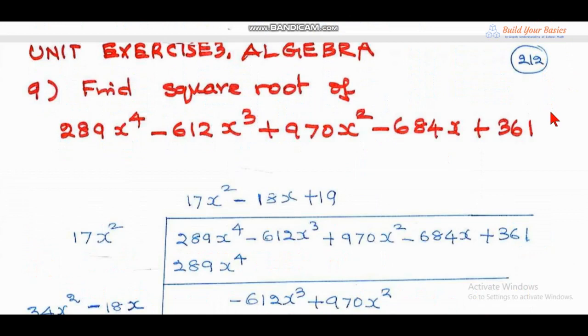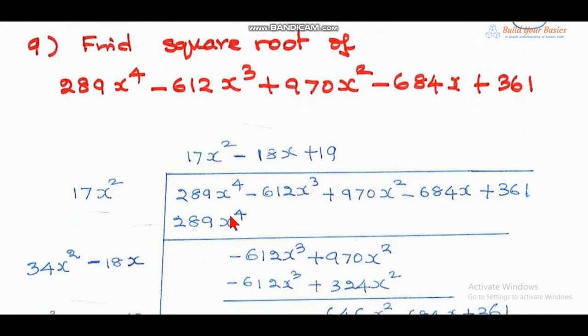Unit exercise 3, sum number 9. Find the square root of the 4th degree polynomial in x given. So write the 4th degree polynomial here. 289x power 4. Square root of 289 is 17. Square root of x power 4 is x squared. 17x squared. Here also write 17x squared. Multiply 17x squared into 17x squared, getting 289x power 4.